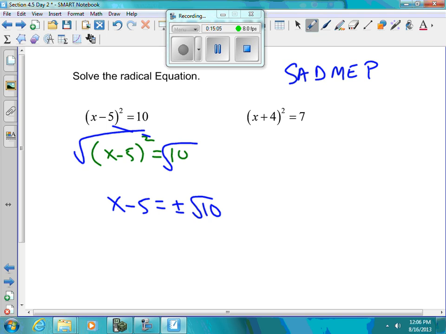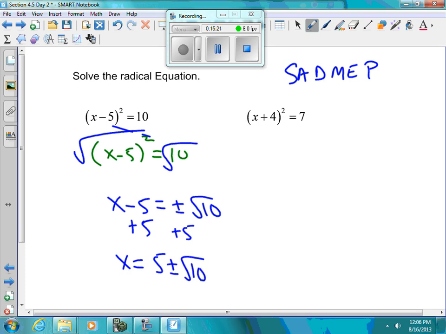Is that done? Well, is x by itself? That's what you've got to ask. If I'm solving it, it's x alone. Is x isolated? It's not. I'm going to undo subtracting 5. I add 5 to both sides, and I get 5 plus or minus the square root of 10.